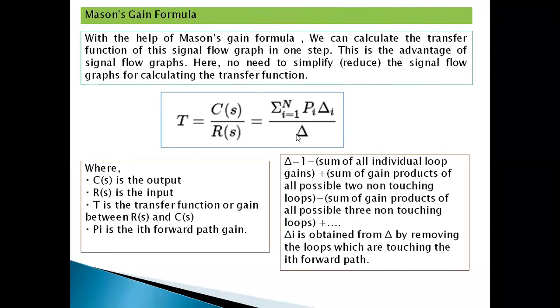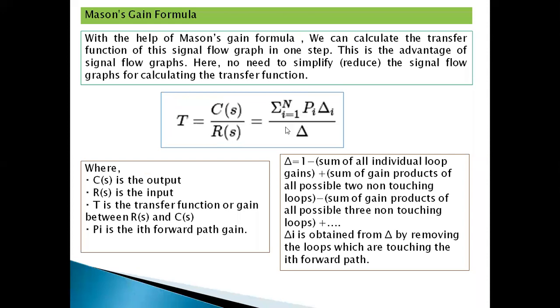So this is the formula. Once we identify, for example, two forward paths, P1 is the gain of the first forward path and P2 is the gain of the second forward path, so n becomes 2 and we get P1 delta 1 plus P2 delta 2. Once we have identified the forward paths, next we have to identify delta 1 and delta 2. So what is delta? Delta is called the determinant of the entire signal flow graph.